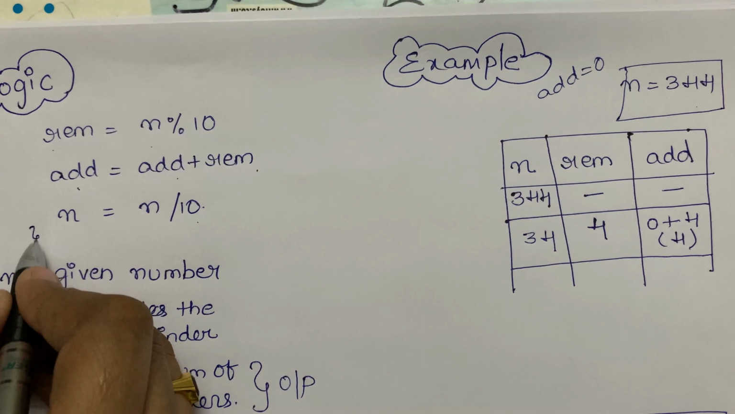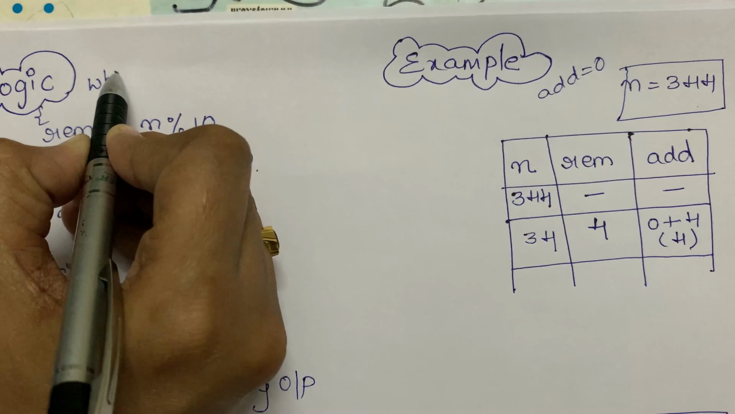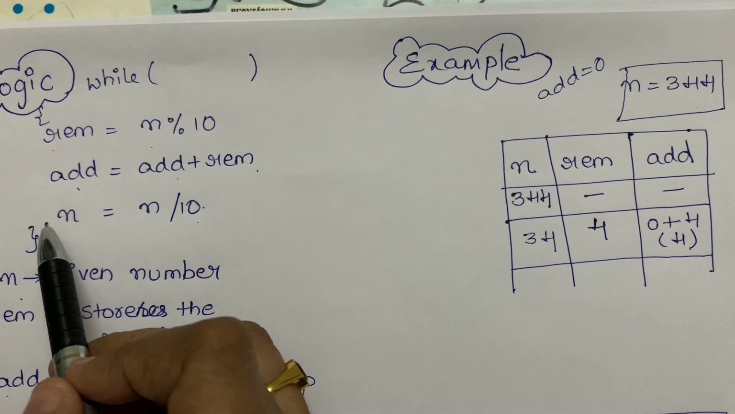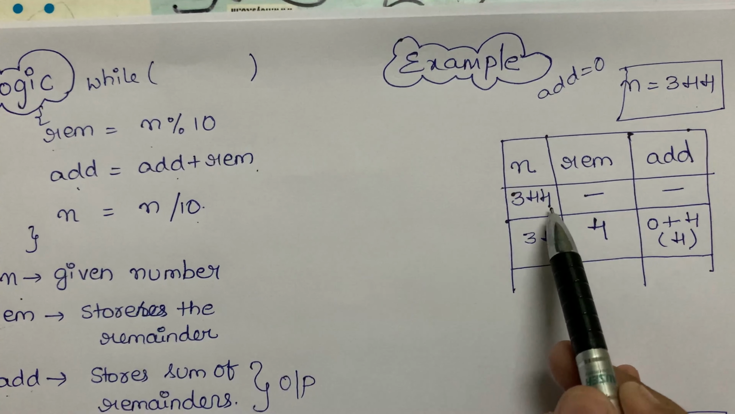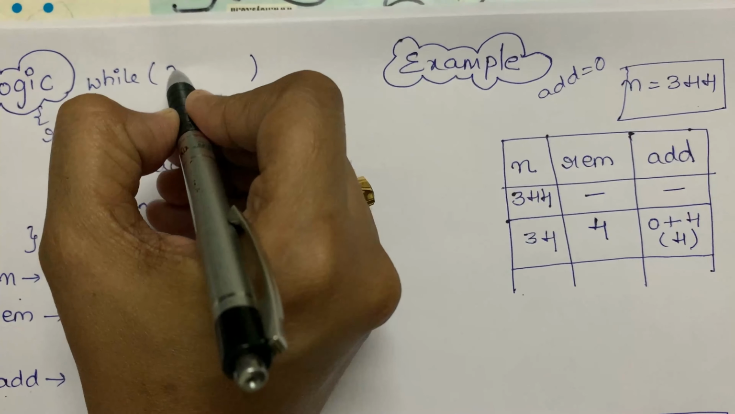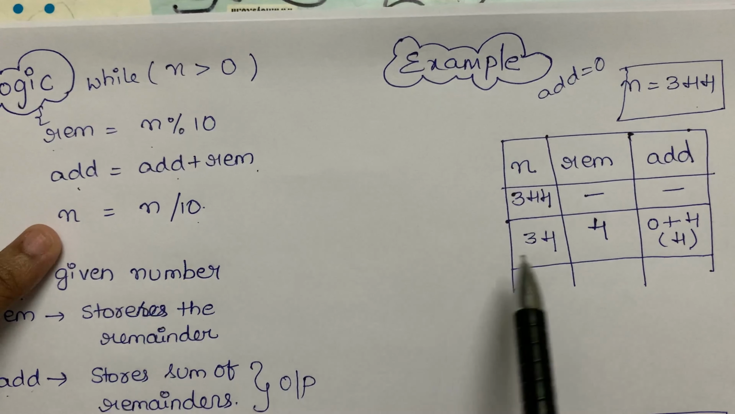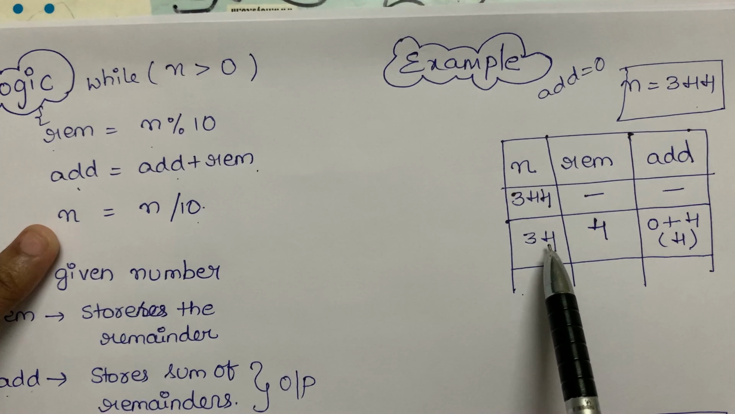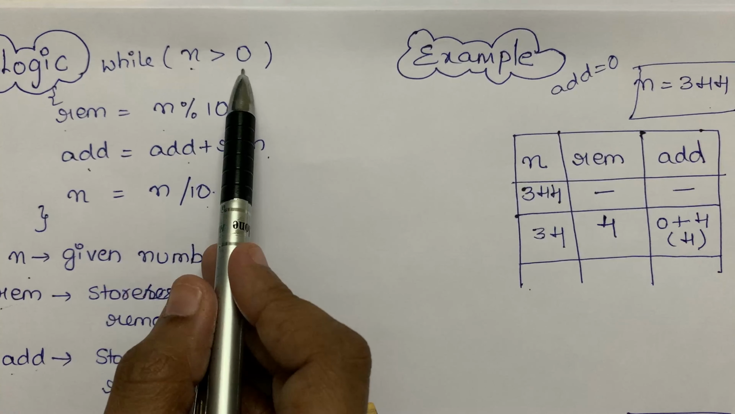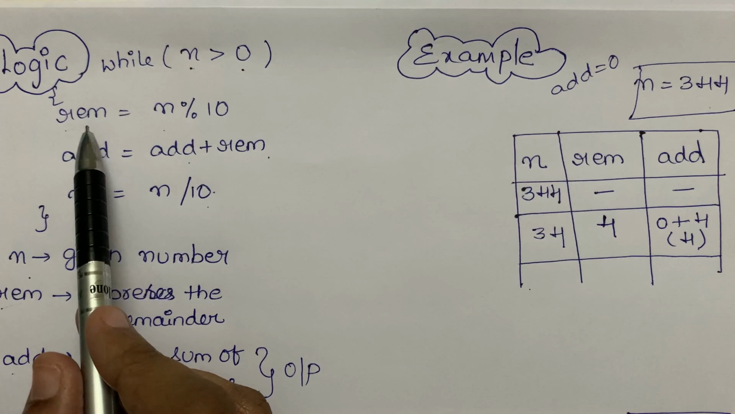Now we should repeat the process for 34 as well as for 3. So here we should write a while loop. The while loop should be repeated until the N value is greater than 0. What is the previous N value? 34 after the first iteration. Now 34 is greater than 0. Condition true, so it enters into the loop.